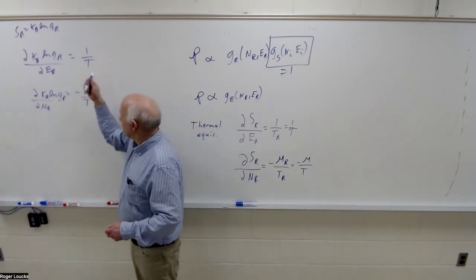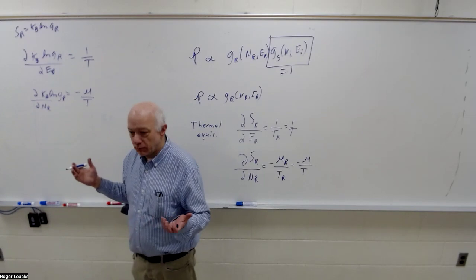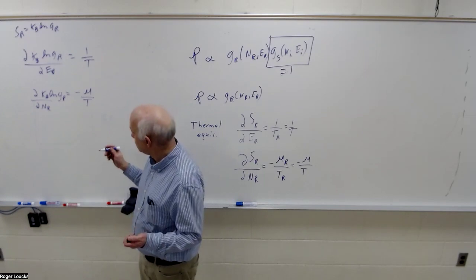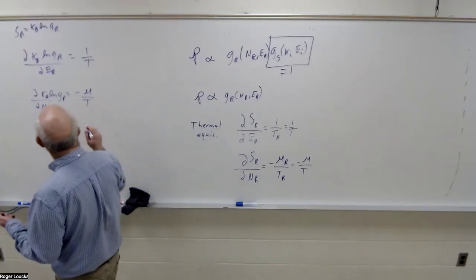Okay, I'm going to take the KB over on both sides here, and then what do I do with both of these? What's the subscript on the E? What's the subscript on the E?